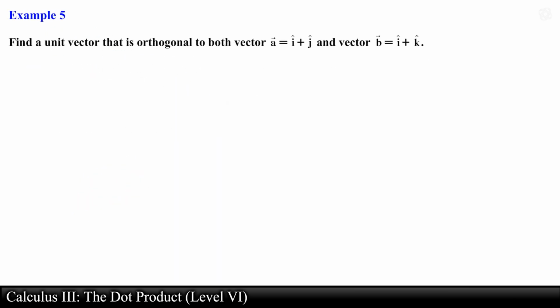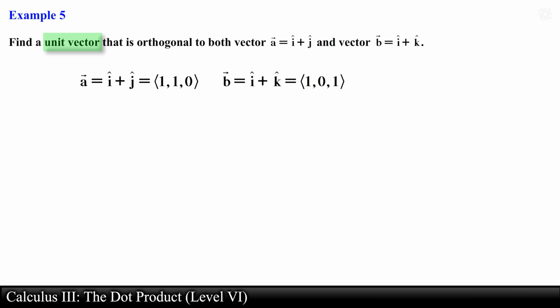Find a unit vector that is orthogonal to both vector A and vector B. Alright, in this problem, we want to find a unit vector that is perpendicular to both vector A and vector B. Let's first rewrite vector A and vector B in component form. Next, we need to write our unit vector in component form, which at this point we have no idea what each component is equal to. So for the time being, we are going to label the unit vector with the components u1, u2, and u3. This way, we can work with this form and use it in various operations.